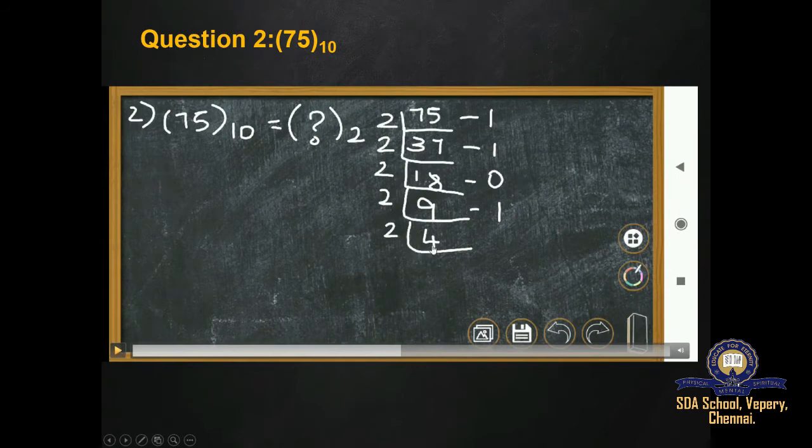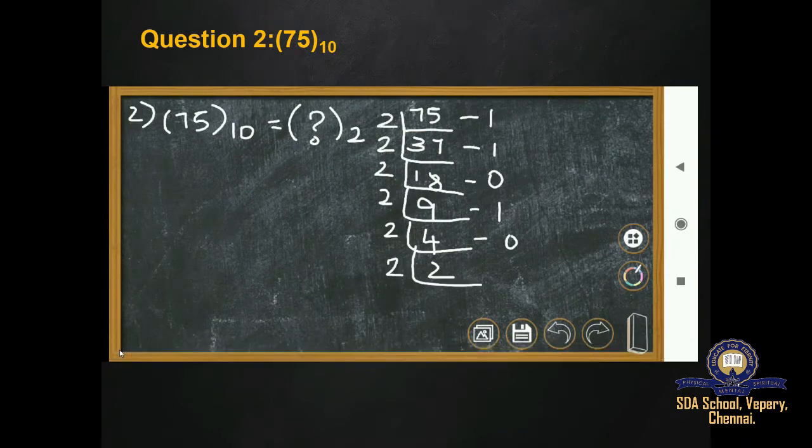Again we have to divide 4. 2 into 2 we get 4. Our remainder will be 0. Now again we have to divide 2. How many times do you get 2? 1 time. So 2 into 1 we get 2. Now we have to divide the 1 by 2. 2 into 0 times we get the answer 0. So our remainder will be 1.